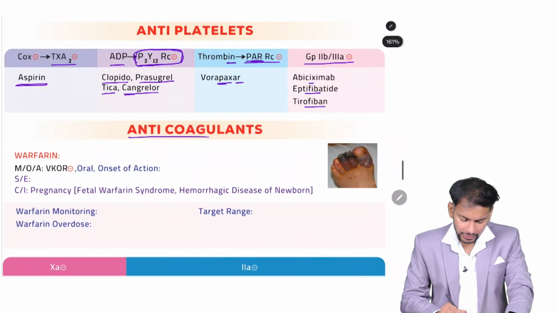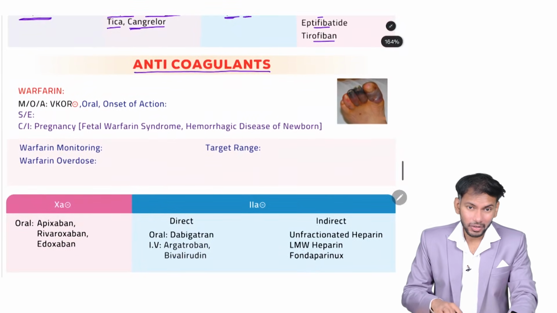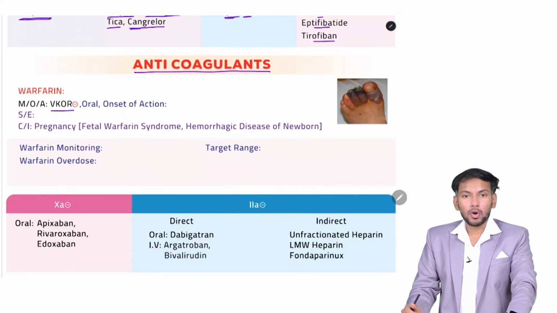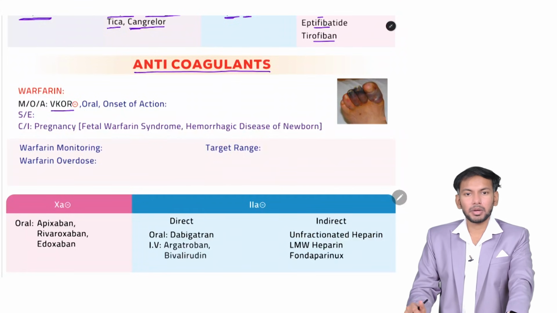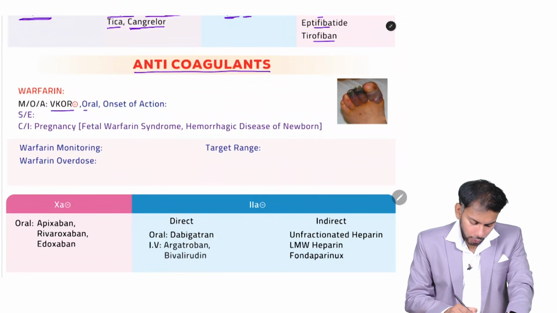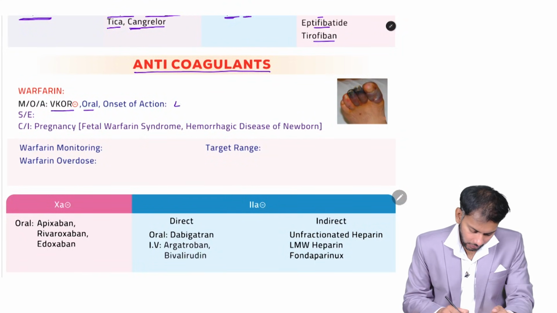Now, coming to the anticoagulants, one that is really famous is Warfarin. How does Warfarin work? It blocks vitamin K epoxide reductase. Yes, it will block vitamin K epoxide reductase. Now, it can be used orally and the onset of action is after 4 to 7 days. It works only after 4 to 7 days.